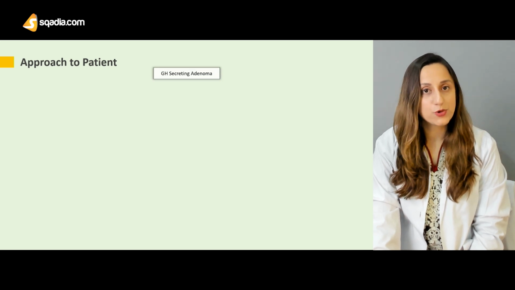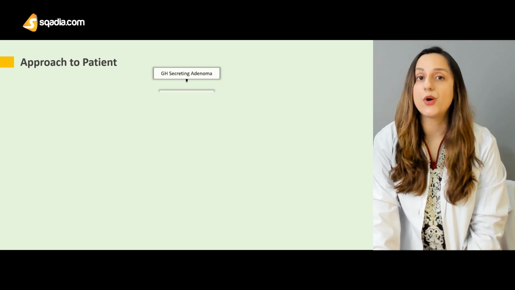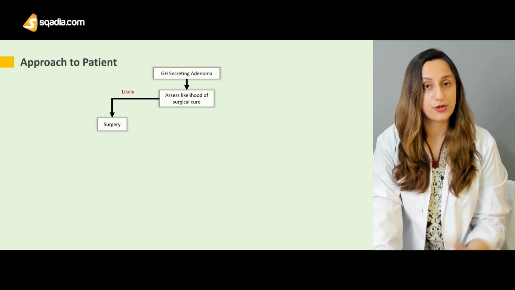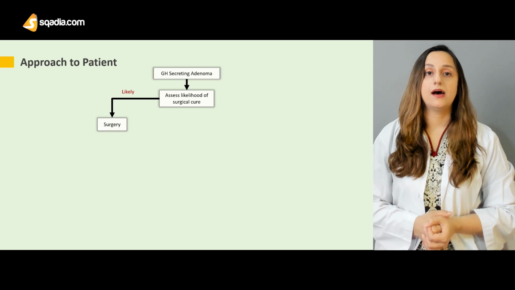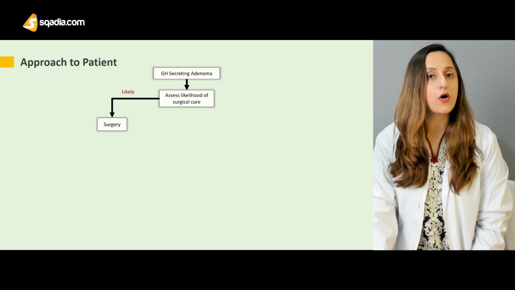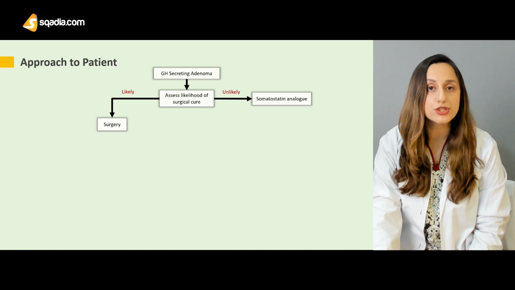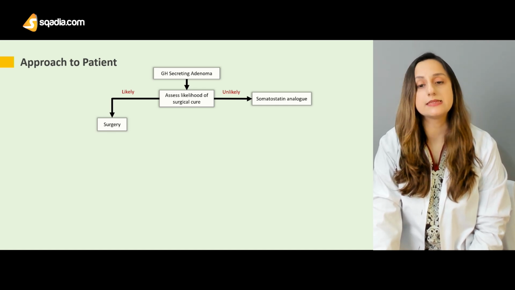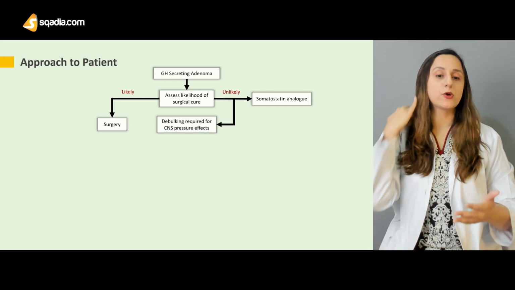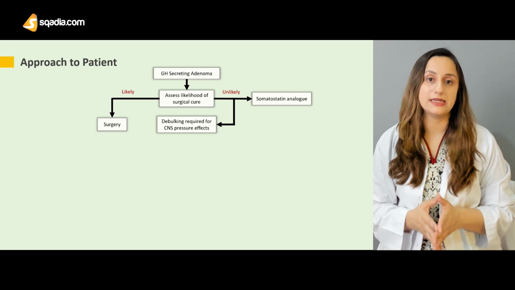The generalized approach to the patient consists of the growth hormone secreting patient who is suffering from a growth hormone secreting adenoma. You're going to assess the likelihood of the surgical cure. That is basically going to look for the risks and weigh the benefits at the same time. If you're opting for a surgical procedure, and on the other hand, if you want to opt for an oral treatment, for instance, the somatostatin analog, then basically you would be requiring a debulking procedure, which is required for the CNS pressure effects in the individual.